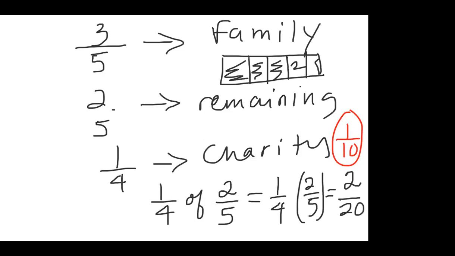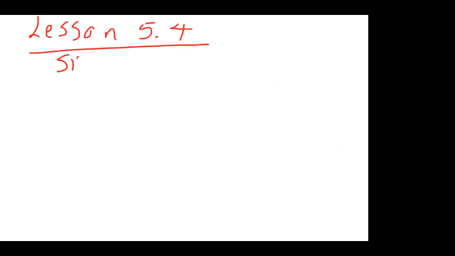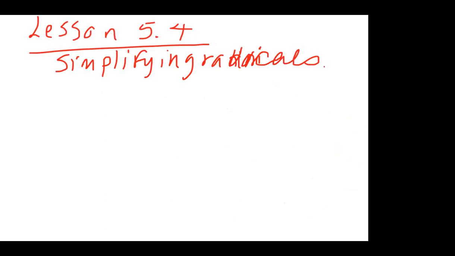All right, everybody. Let's see how far we can get into this next part right here. This is going to take us into lesson 5.4, and lesson 5.4 has to do with simplifying radicals. Oops, radicals, I'm going to put radicals instead. Simplifying the irrational numbers. The irrational numbers, in this case, they're looking at those radicals.